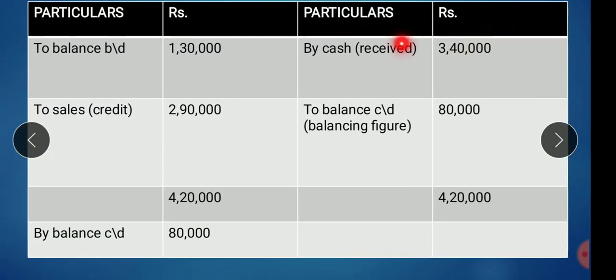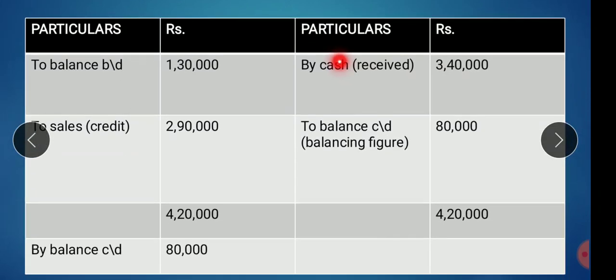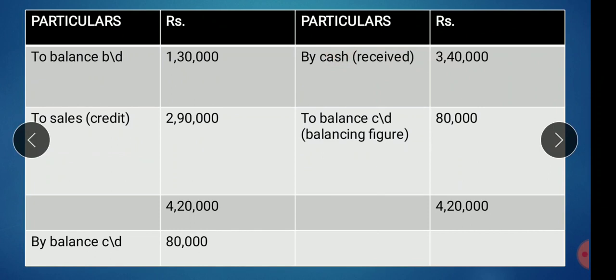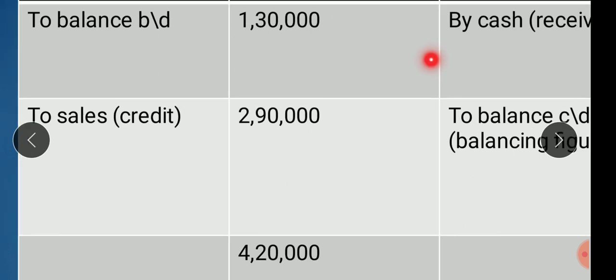In the books of Mary, total debtors account. So debit side: first write the format, then apply the value. Debit side, to balance brought down 1,30,000. Credit side, by cash received 3,40,000. To sales, that is credit sales value, already given in the question, 2,90,000.